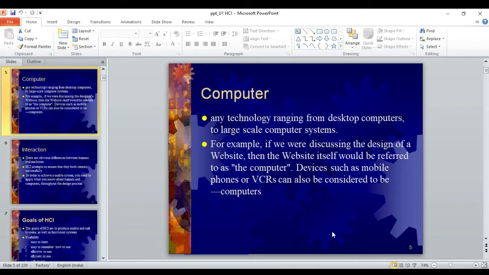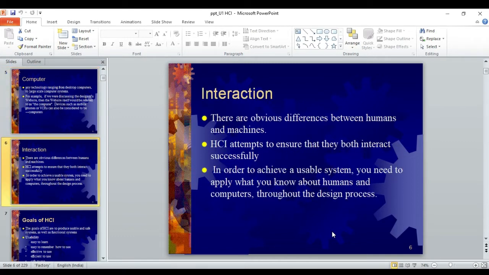Computer. It means any technology ranging from desktop computers to large scale computer systems. For example, if we were discussing the design of a website, the website itself would be referred to as a computer, or devices such as desktops, laptops, mobile phones, and VCRs can also be considered as computers.